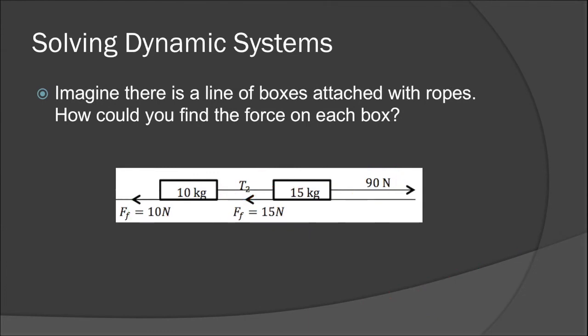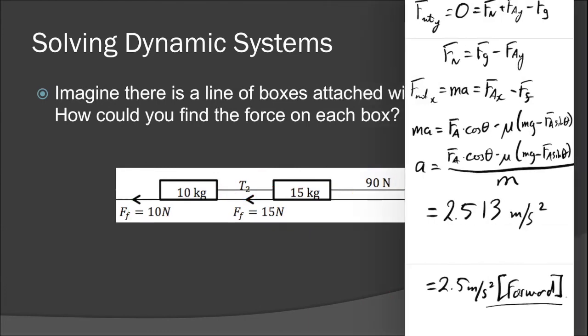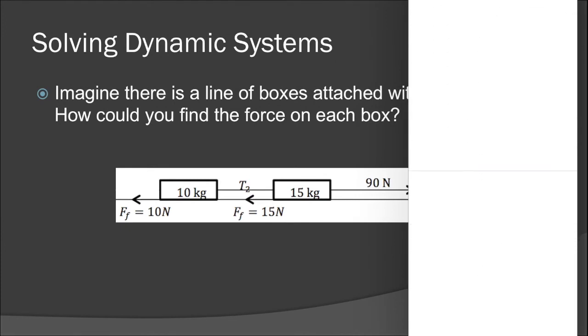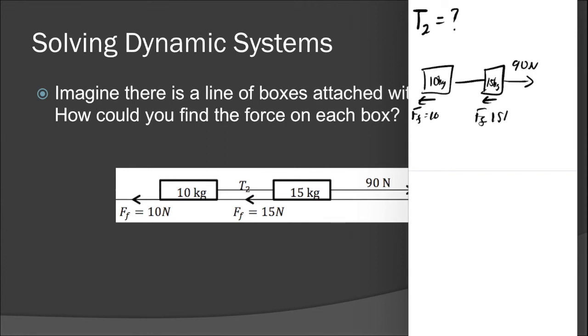So using all of that information, let's try to solve this question. Here, we want to find the force on each box. We already know the first force, 90 newtons, so simply all we're trying to find is our second tension. We will quickly redraw the picture just so we have something that we can work with on our paper. We have 90 newtons pulling forward, and here we are given our forces of friction, 10 newtons and 15 newtons.